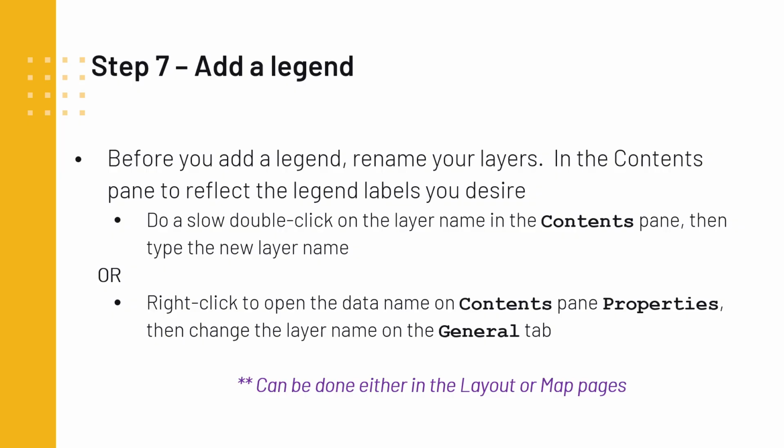The first is to do a slow double click on the layer name in the contents, and you'll notice that it will allow you to change the name. It's important to realize that this is just an alias change. It's actually not changing the name of the layer, but just how it's going to appear in your map. Your second option would be to right click on your layer name that you want to change in the contents panel, go to properties, and it will open up a new window. And in the general tab, you can change the name that will appear in your legend.